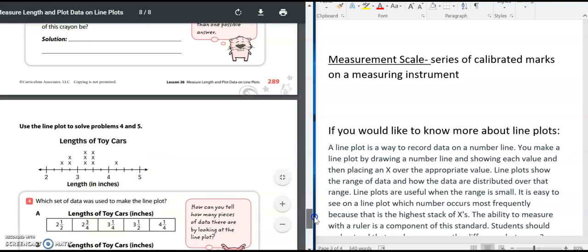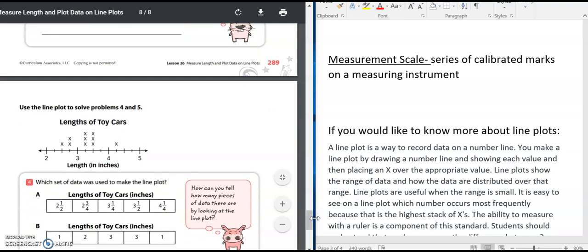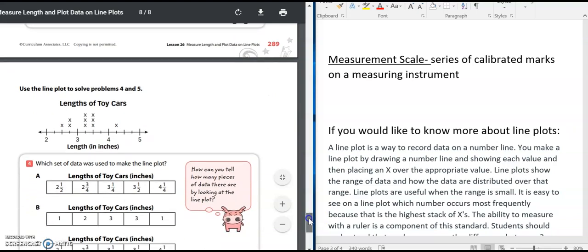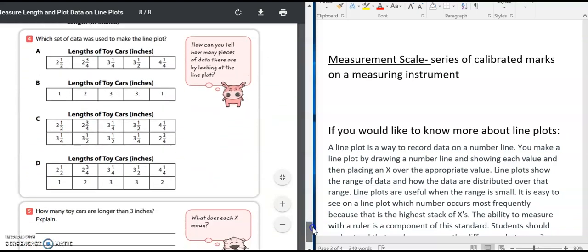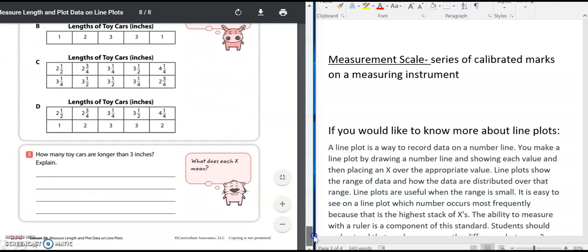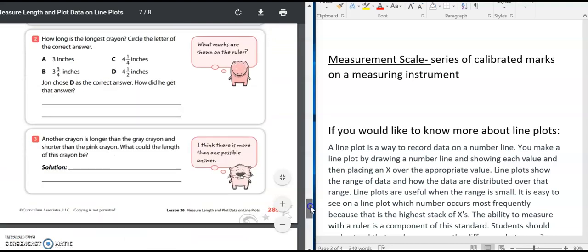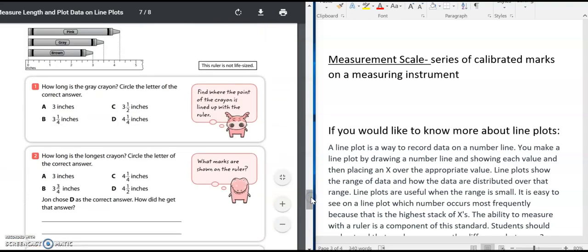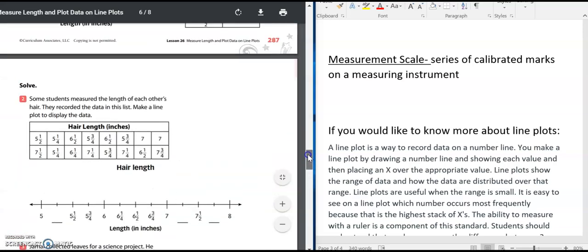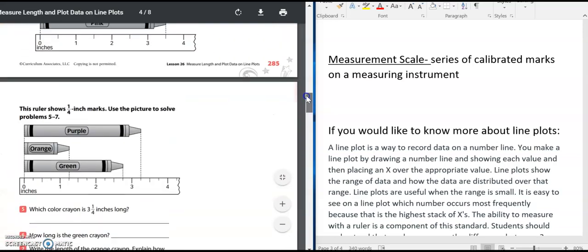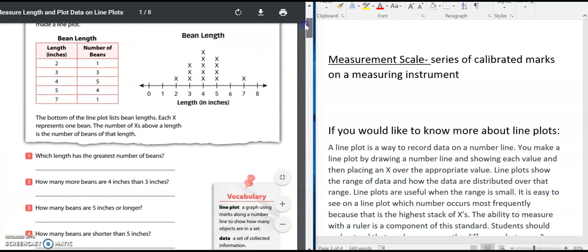Jumping down, use the line plot to solve 4 and 5. I'll leave you to do that on your own. Once you have completed that, boys and girls, in this YouTube video, you will find the exit ticket in the space provided. Make sure you have completed that once you are completed the assignment.